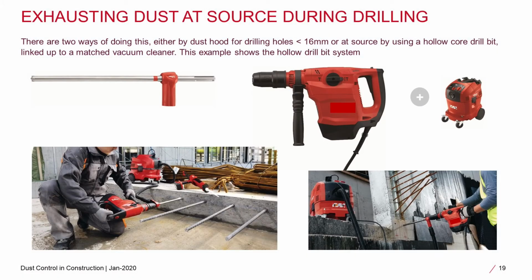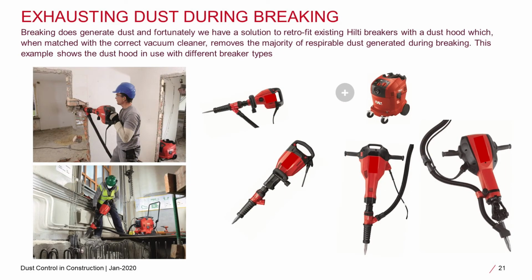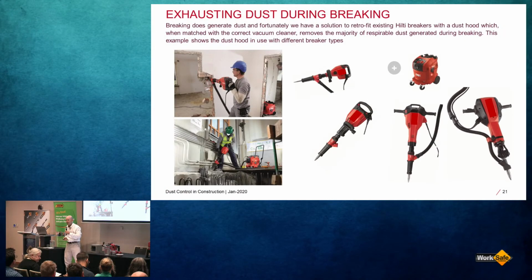Another thing to do is to actually capture dust at the very source when it's being generated. So you can actually get drill bits that are hollow through the middle that suck the dust right at the cutting head, all the way connected to a vacuum cleaner, which is a very effective way of doing it. Diamond coring is a great example of completely avoiding dry drilling as well. So instead of dry drilling, you're effectively wet cutting, and that's a great way to avoid generating heaps of dust from drilling. Dust can even be extracted during breaking by fitting hoods to breakers, which are then connected to vacuum cleaners.